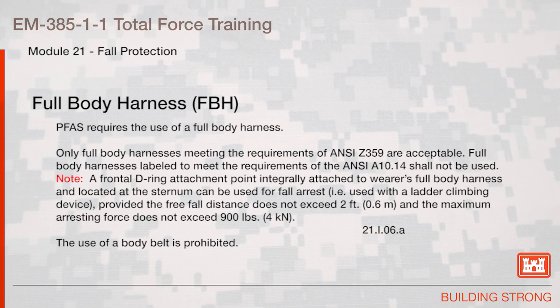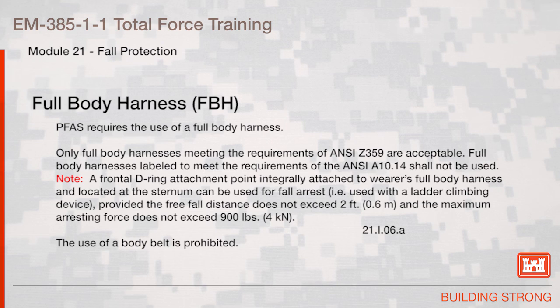The full body harness. Personal fall arrest systems require the use of a full body harness. Only full body harnesses meeting the requirements of ANSI Z359 are acceptable. Full body harnesses labeled to meet the requirements of ANSI A10.14 shall not be used.